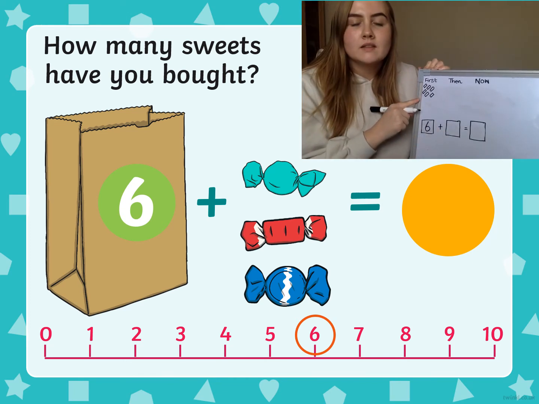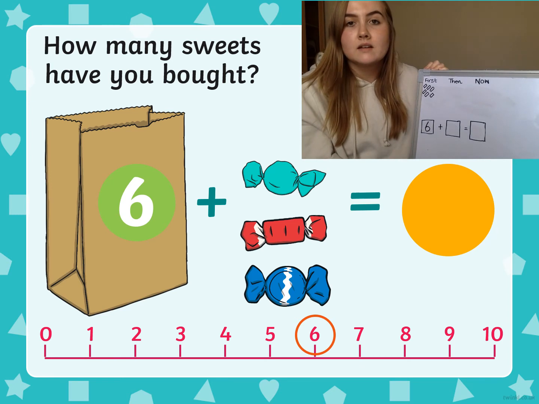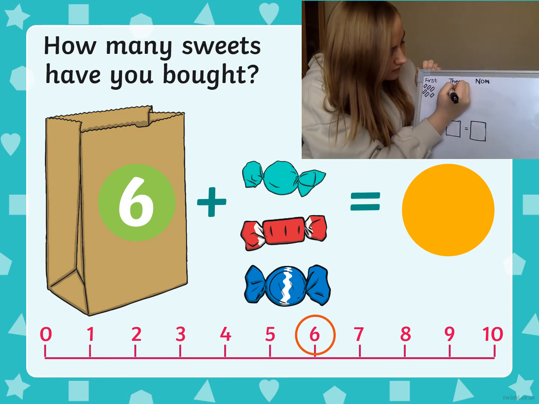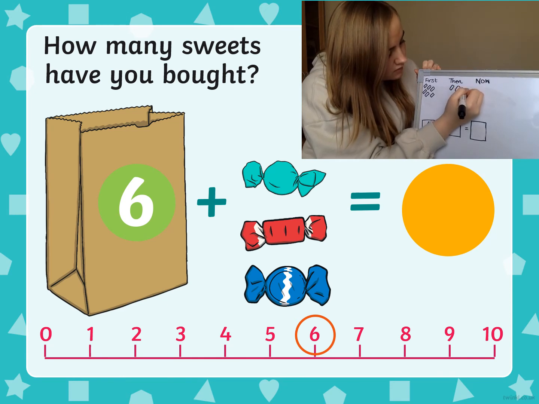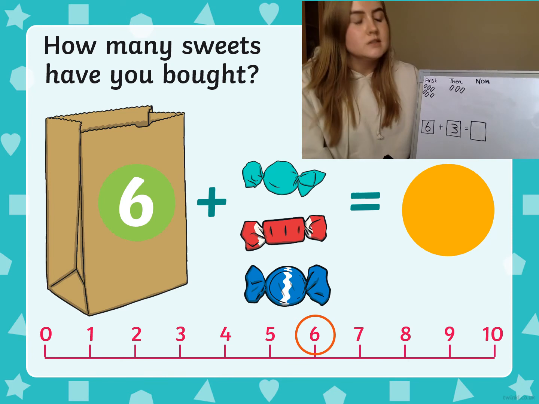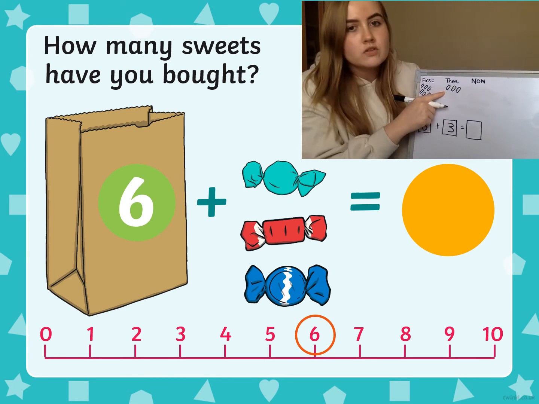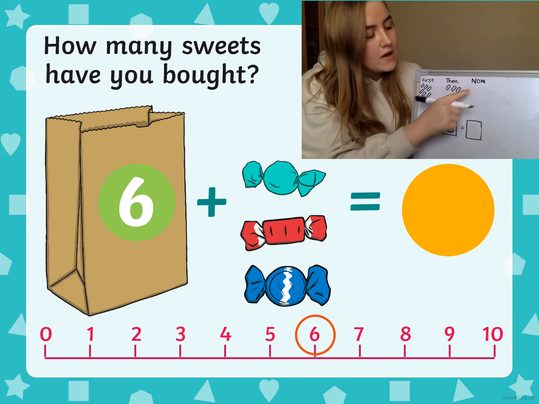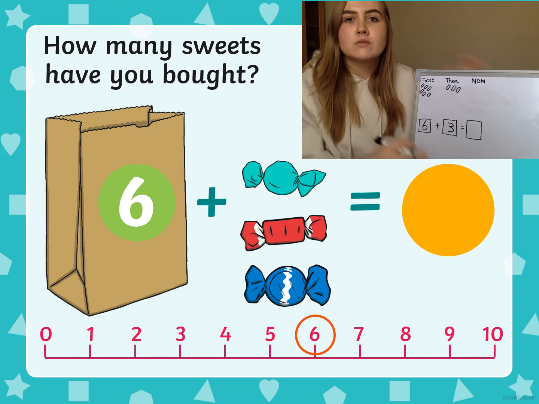So first we had 6 sweets. Then how many more did we need to get? We needed 3. Fantastic. So I need to draw 3. 1, 2, 3. Now write the number 3 here. So first we had 6 sweets, then we needed to put 3 more in the bag. So now how many do we have all together? So we need to count them to see how many we've got all together.